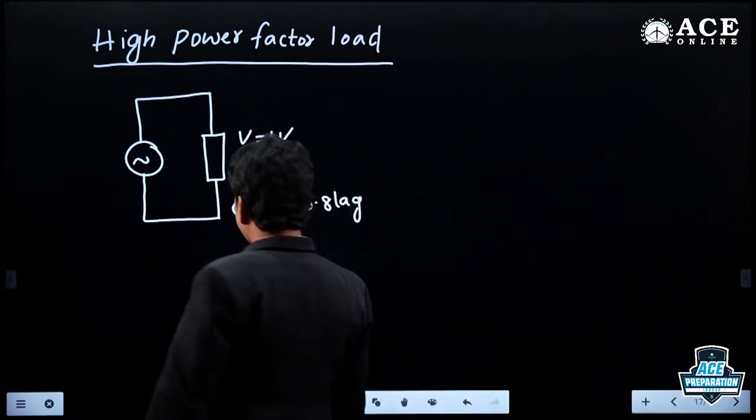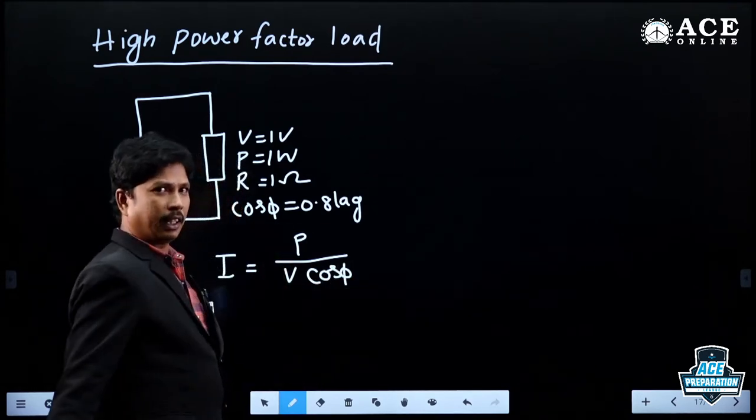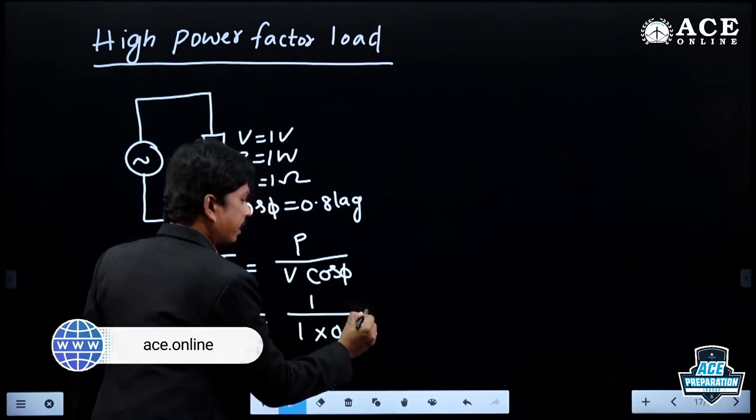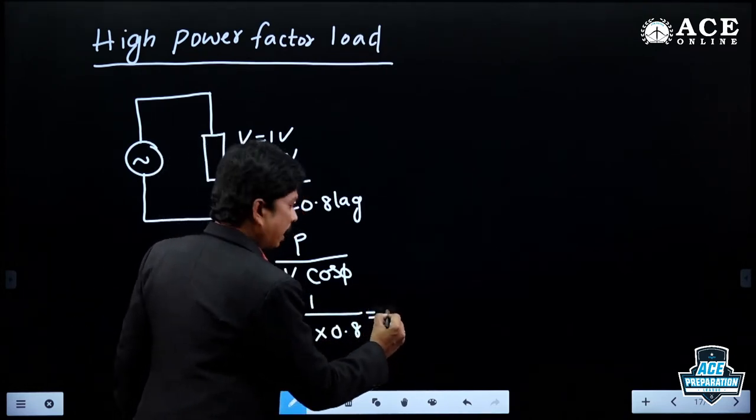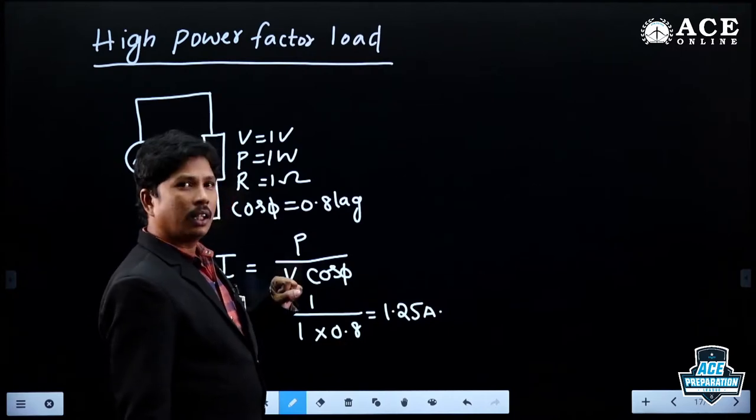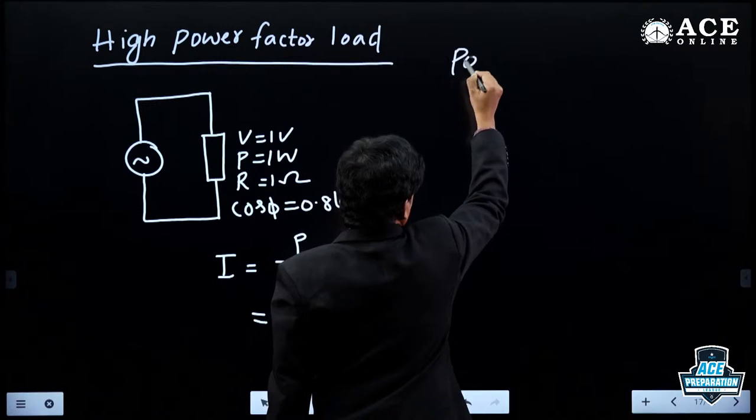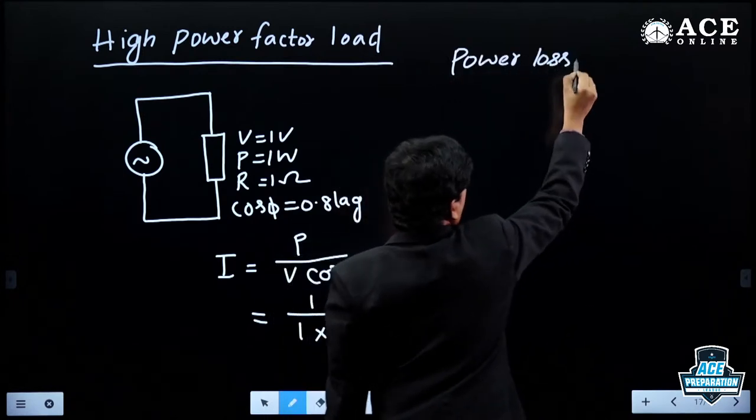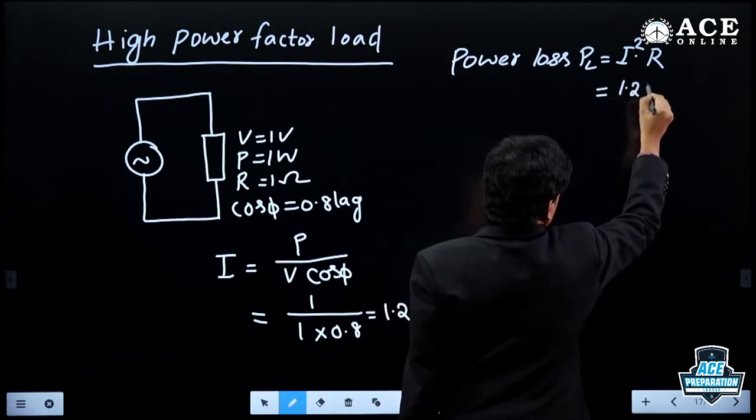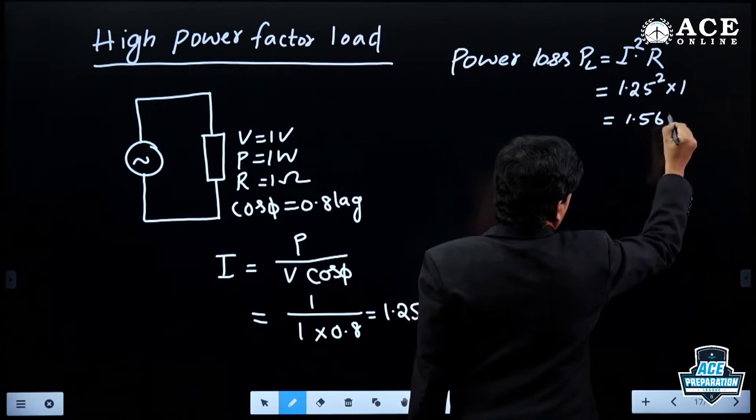Now, we can calculate the current first of all. See here, the current in the system is equivalent to P by V cos phi, where P is 1 watt, V is 1 volt, and cos phi is 0.8. How much is it? 1 by 0.8 is 1.25 amperes. Is it clear, everyone? After calculating the current, we can calculate the power loss in the system. Now, what about the power loss? PL is equivalent to I square into R. What is I? 1.25 square into 1. How much is 1.25 square? You will get approximately 1.5625 watts.